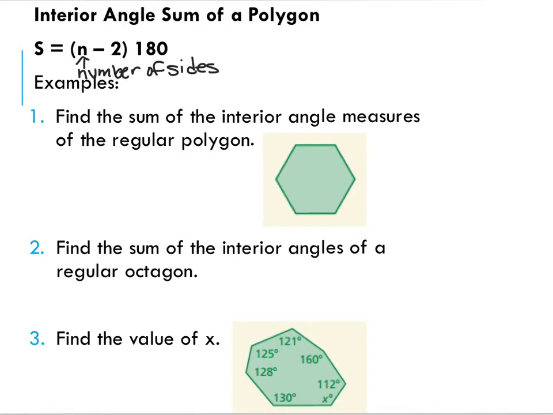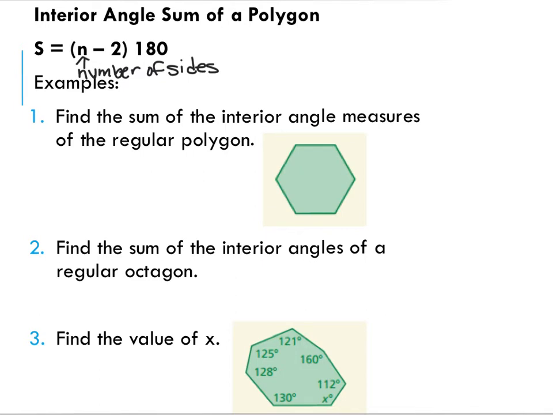Also the number of angles, but we'll just be discussing the number of sides. And so the number of sides minus 2, and then we're going to times that by 180. Make sure that you write all of that into your notes. And then let's look at an example.